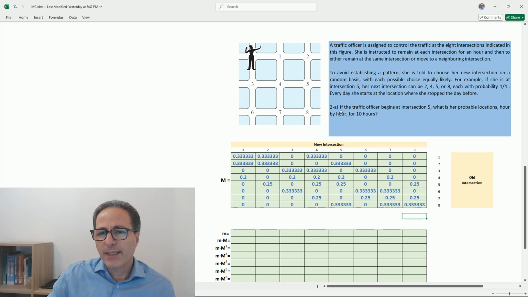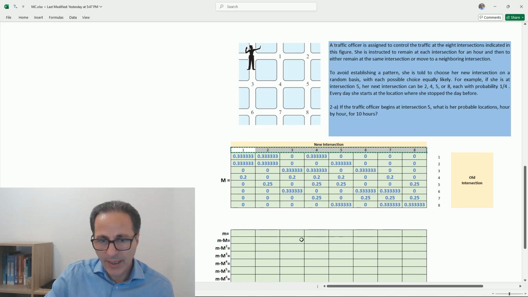Now, next time, I want to use this information to continue. Now, the question says that if the officer begins at intersection 5, it means that certainly she's at 5 at the initial state. It means that this is 1 and the rest are 0. So what's the initial state? She starts at 5. So again, I copy this 1 to 8 and paste here.